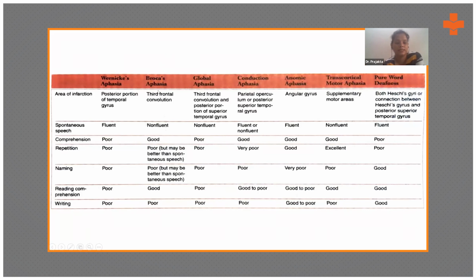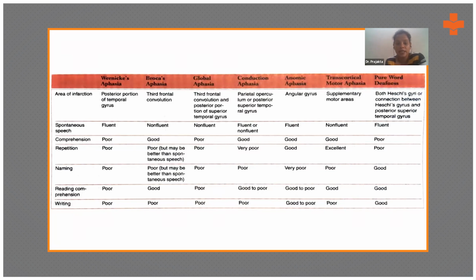Broca's aphasia, it is the third or inferior posterior frontal gyrus, where spontaneous speech is non-fluent but comprehension is good. Repetition is poor but maybe better than spontaneous speech. Naming is poor, reading comprehension is good, but writing is again poor. Global aphasia, third frontal convolution and posterior superior temporal gyrus, non-fluent speech, comprehension poor, repetition poor, naming poor, reading, writing, everything poor.